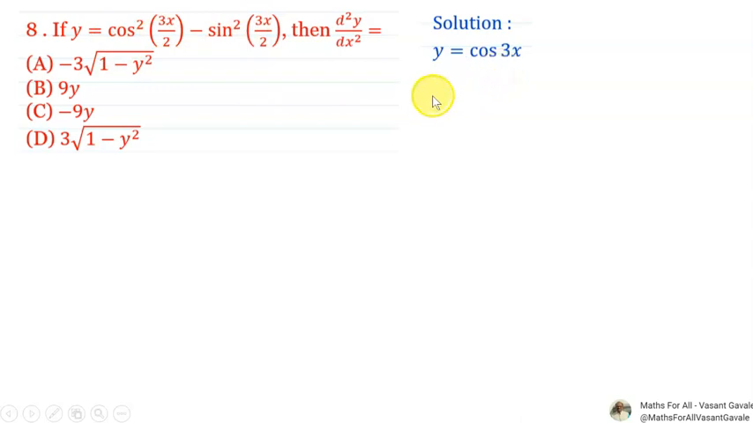Now after differentiating twice, dy by dx the first time, what will you get, minus 3 times sin of 3x. Again if you differentiate it, then you will get here d2y by dx square is equals to minus 9 cos of 3x. Okay, minus 9 cos of 3x, and hence the option C is correct. It is an easy question, you have to differentiate it twice.